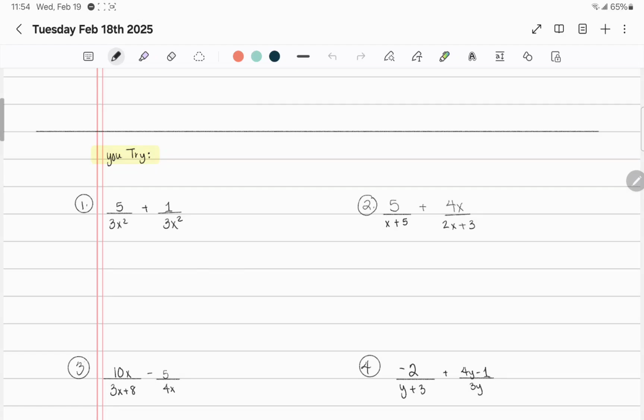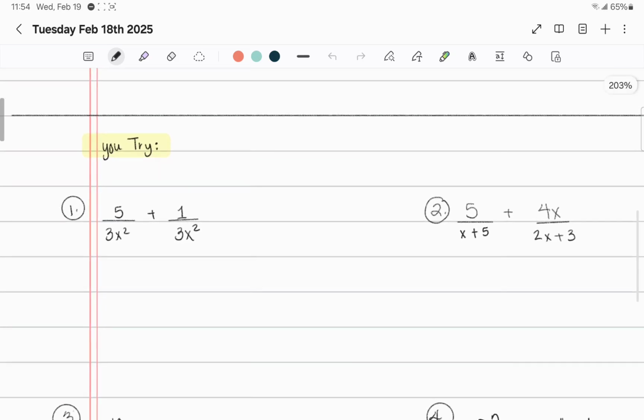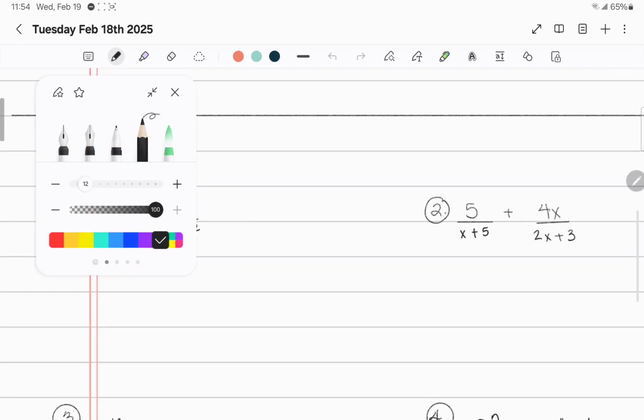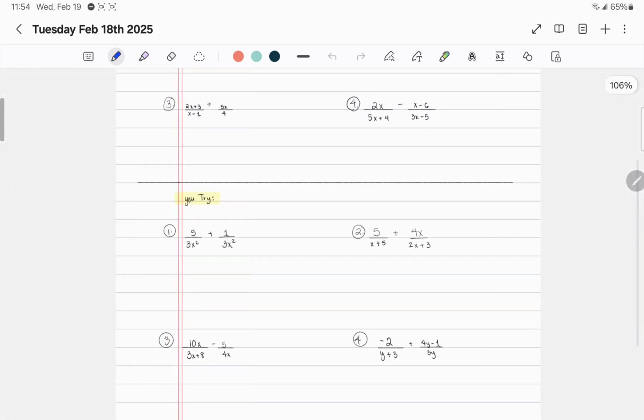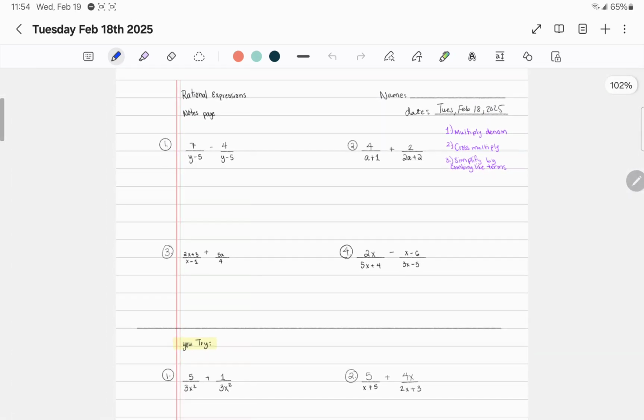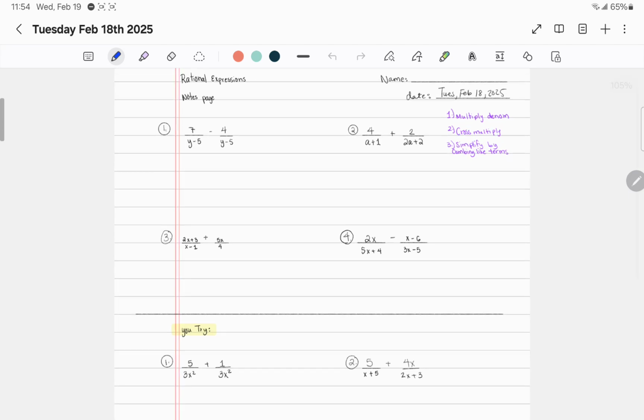This is the review for your test. So hopefully you guys did these questions. We're going to review them now. So the rules are at the top here. Multiply denominator, cross multiply, and simplify by combining like terms.